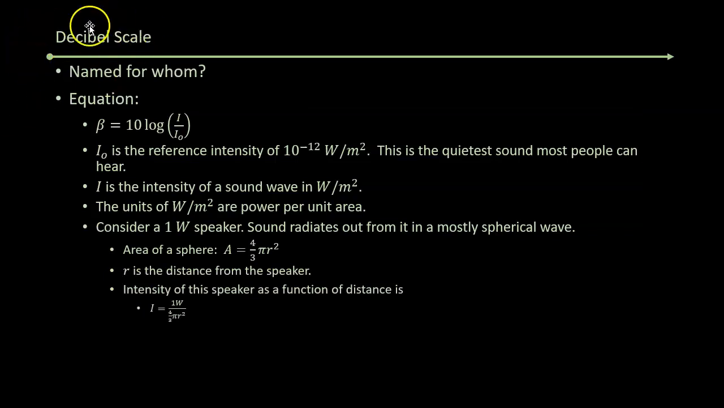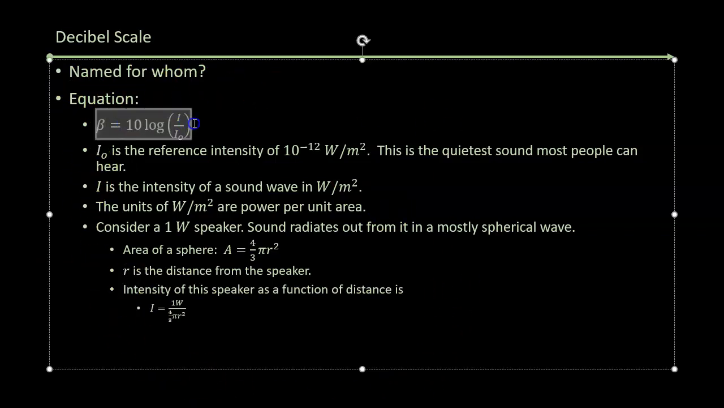So who's the decibel scale named for? Give you one guess, and you better get it right. All right, Alexander Graham Bell. And it is basically a really simple relationship, right? We're taking a base 10 logarithm. So our intensity in decibels is 10 times the log of our intensity in watts per square meter divided by I naught, this reference intensity. Units of watts per square meter are power per unit area. So we could also write this as power over area, right?